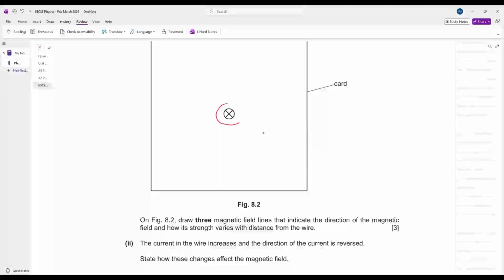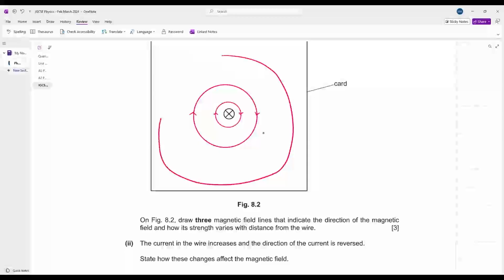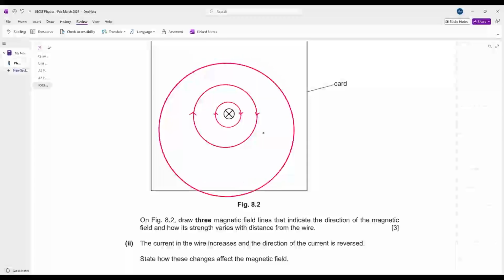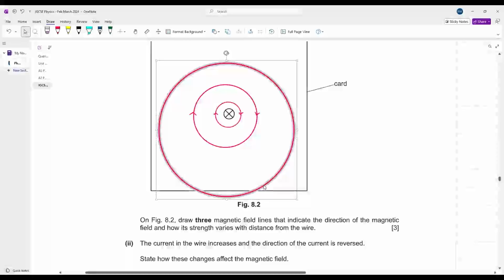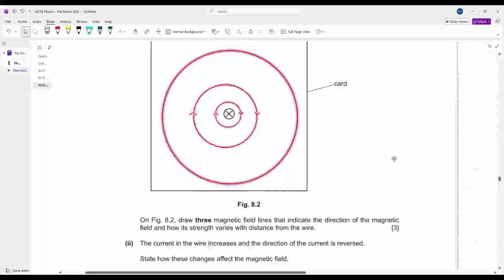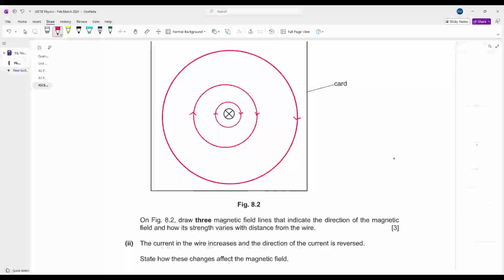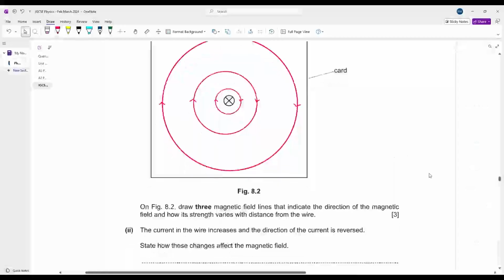First of all, if the current is going into the page, which field lines will you draw? Clockwise. And do you remember the distance between the field lines keeps on increasing? The distance between the field lines keeps on increasing. Let me move this up a bit. Yes, this way the distance between the field lines keeps on increasing. Simple as that.